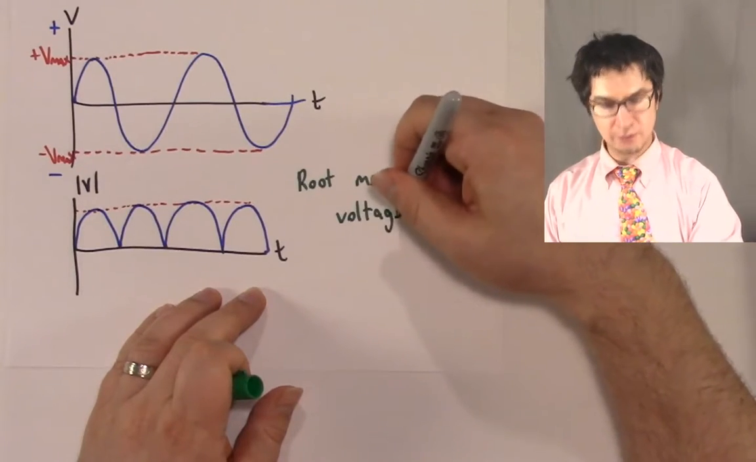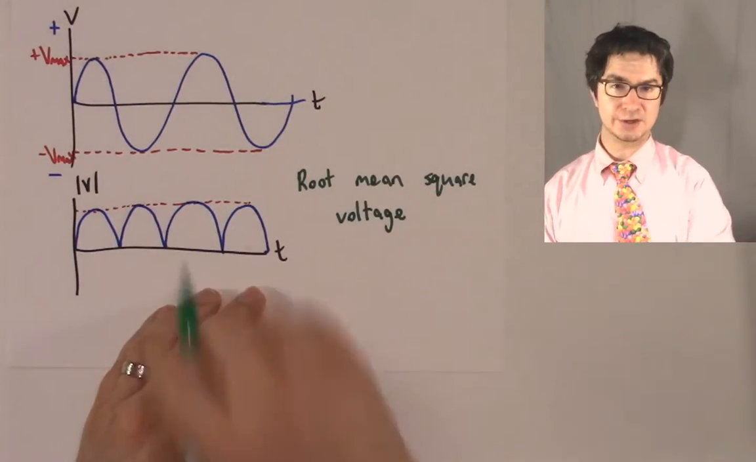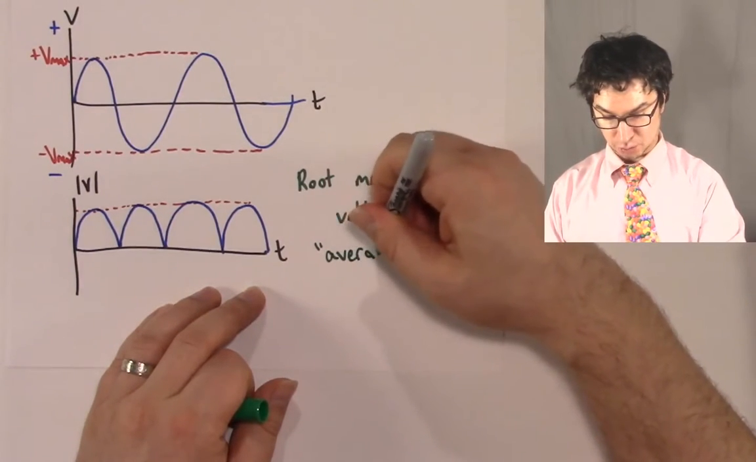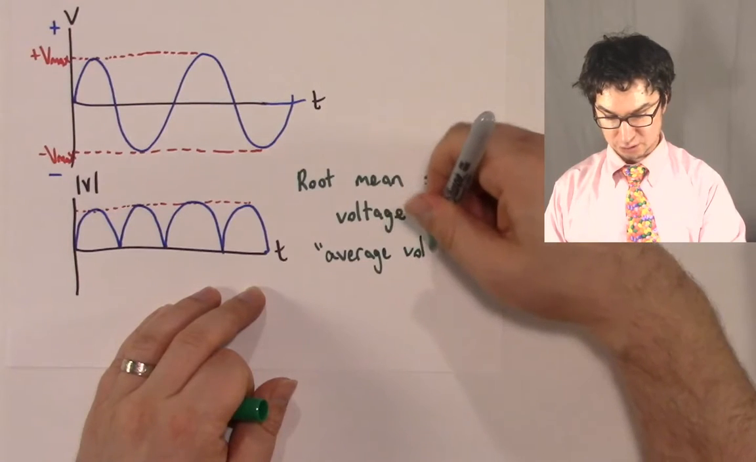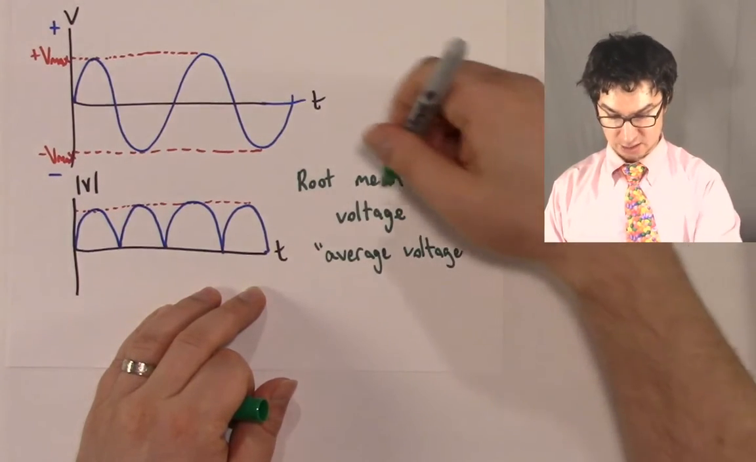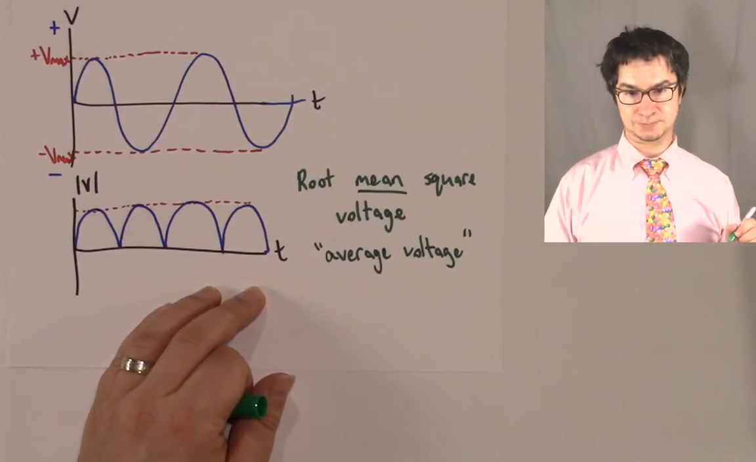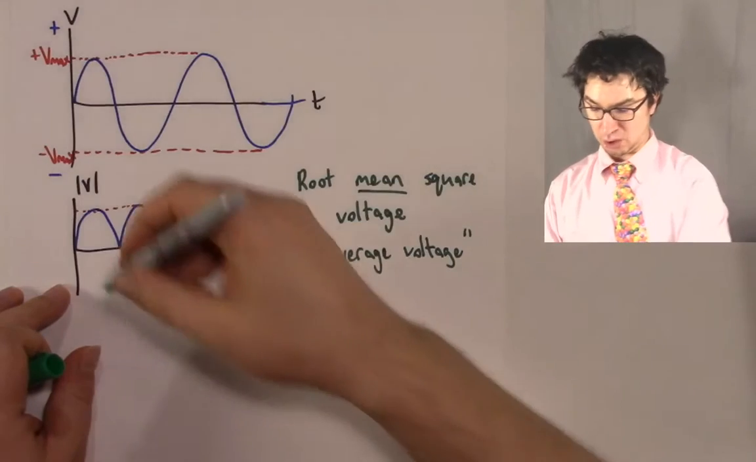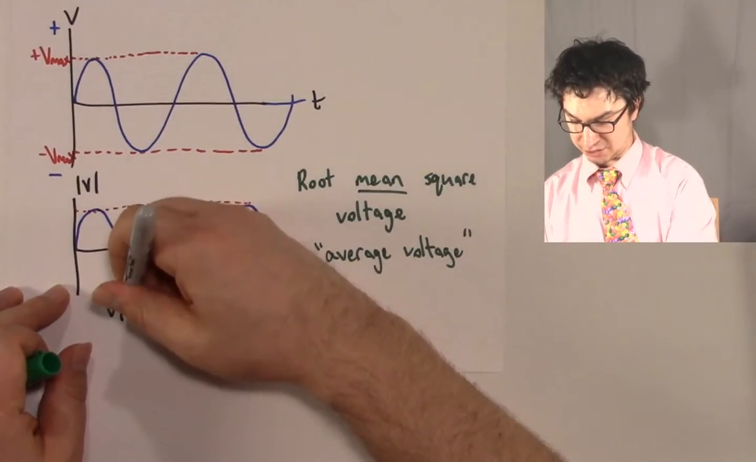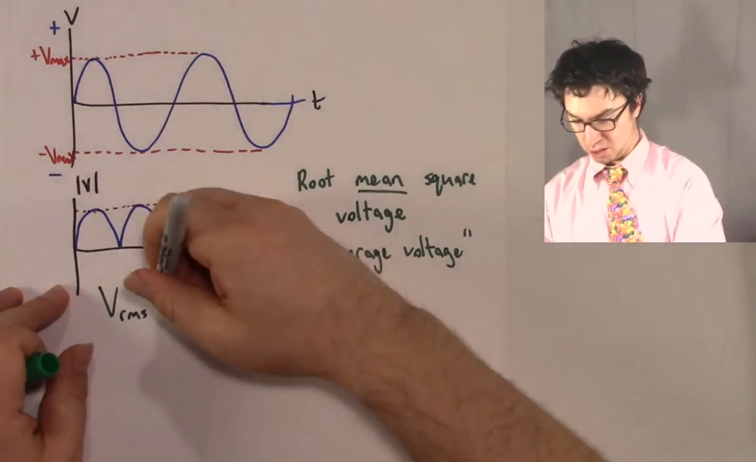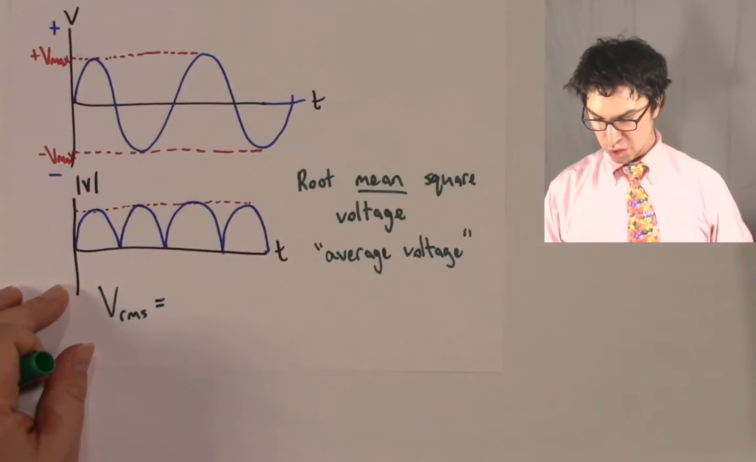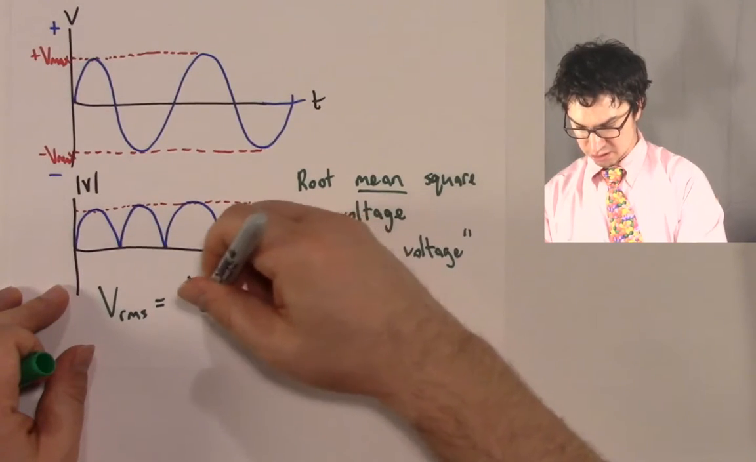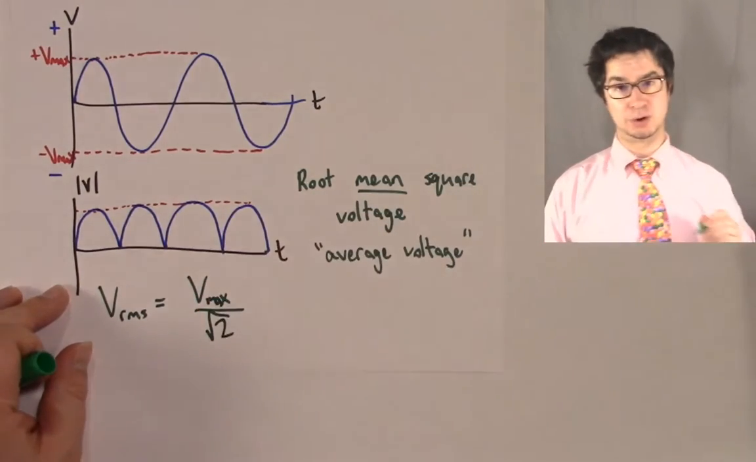And the root mean square refers to the technique that we would use to calculate this average voltage. It's kind of like the average voltage. So we're going to call it the average voltage. And you see the word mean is right in there in the definition, right? So the way that we calculate the RMS voltage, we call this the RMS voltage, the VRMS, root mean squared, is equal to the maximum voltage divided by the square root of 2.